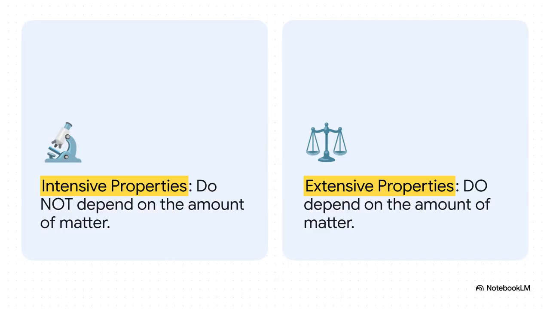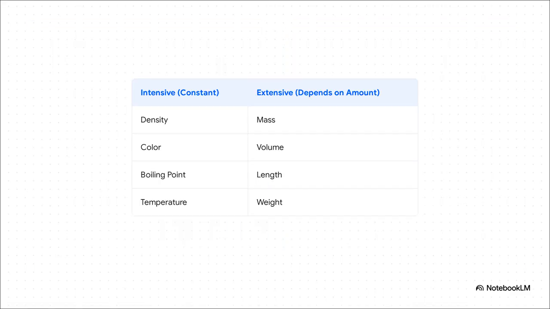Now, this is where it gets interesting. We can sort these clues into two main folders. On one side, we've got intensive properties. These are characteristics that stay the same no matter how much of the stuff you have. And on the other side, we have extensive properties, which, yep, you guessed it, absolutely depend on the amount. And this table breaks it down perfectly.